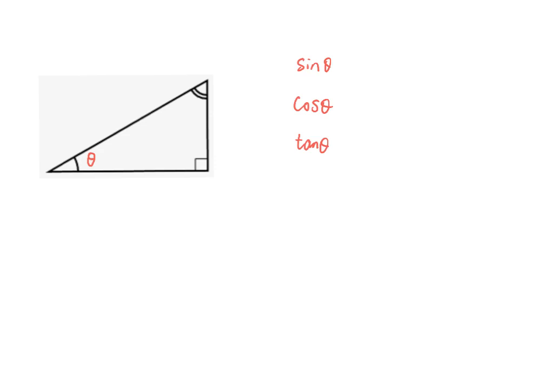Okay, let me give it a name. This triangle ABC, the three vertices. And here sine theta is just the ratio of two sides. Which two sides? The first side is the opposite side of theta, and the hypotenuse. So sine theta is the ratio of the opposite side of theta over hypotenuse.